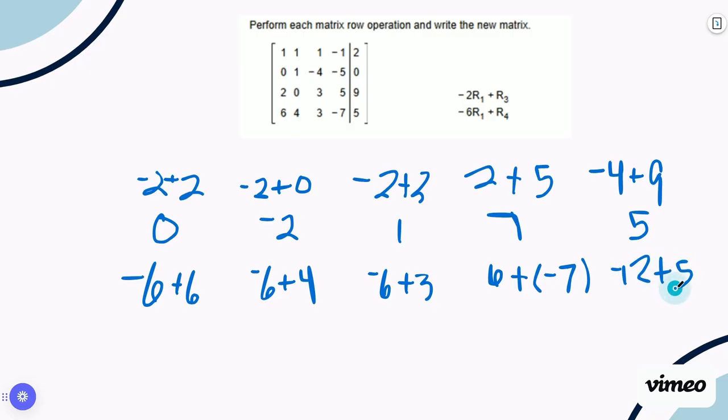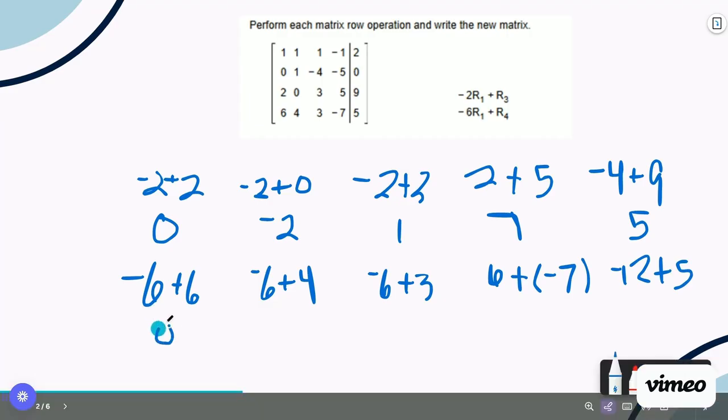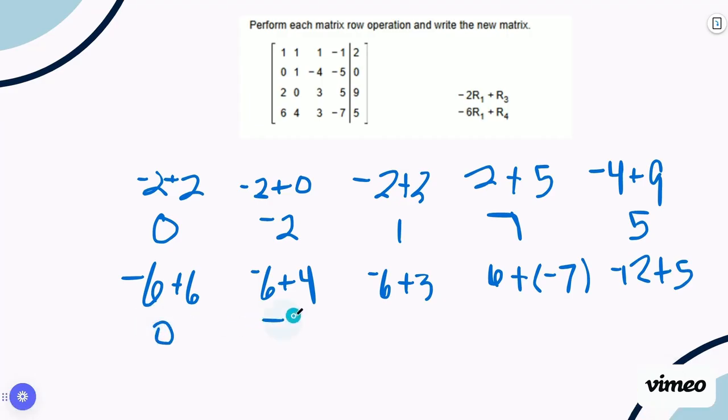So now my new row 4 is going to be 0, -2, -3, -1, and -7. Okay, so that's how we're going to do one like that. Now, let's continue.